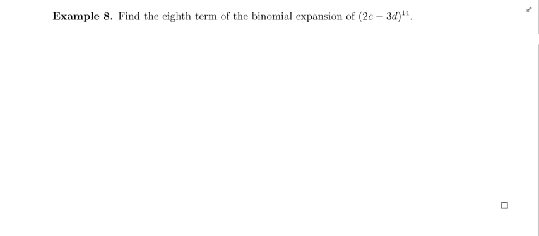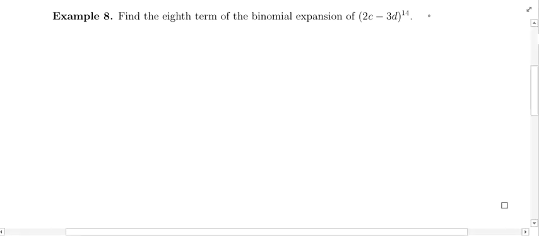Sometimes you might be interested in a specific term in the expansion instead of the entire expansion. So in example 8, let's do something like this. It says find the eighth term of the binomial expansion of 2c minus 3d, that quantity raised to the 14th power. Okay, so what I would do here is I would just map it out.